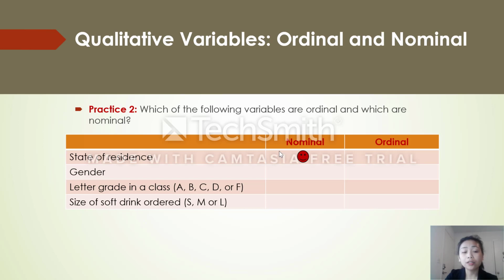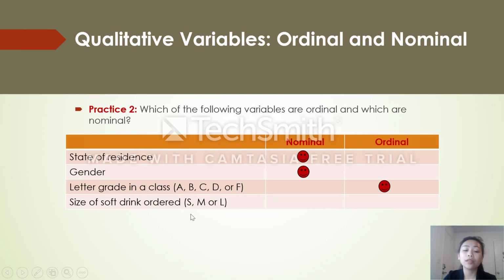Now gender: we can either have female or male, assuming we don't care about other categories. We can have girl first or boy first. The order in this situation doesn't matter either. So this is an example of nominal. Now letter grade in a class: A, B, C, D, F. The letters do have an order. So you see in this example the letter grades have an order. So this is an example of ordinal.